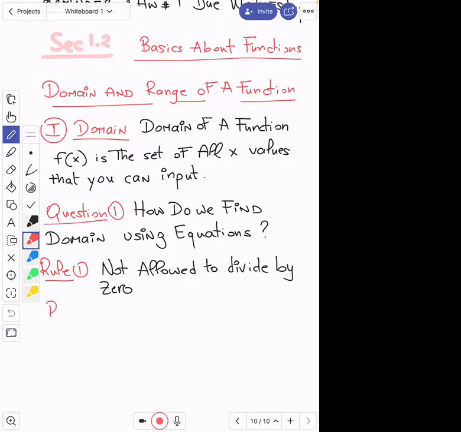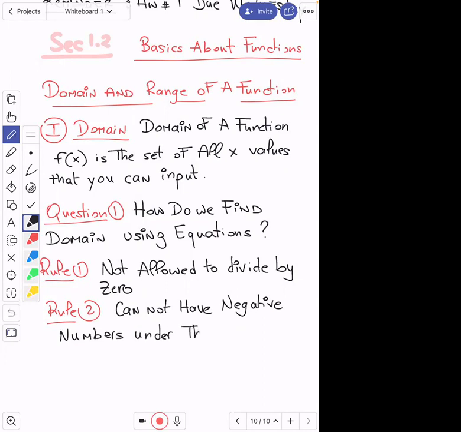And rule number 2: we can't have negative numbers under the square root, because we are only using real numbers. We don't use complex numbers in this course. So we are not allowed to have negative numbers under the square root.